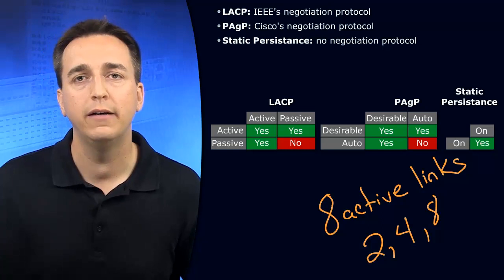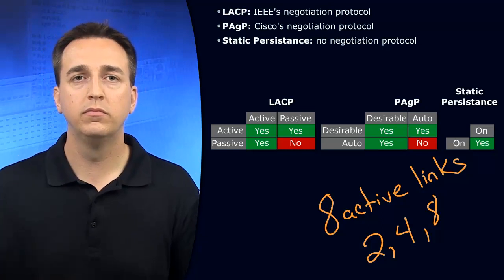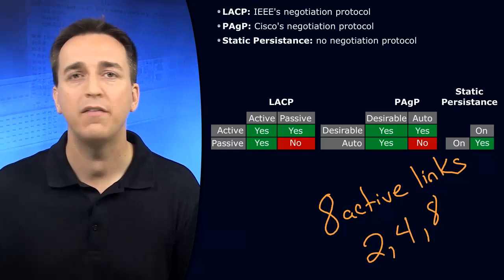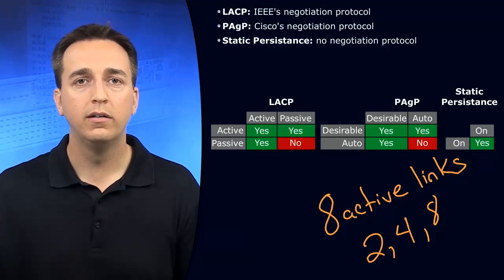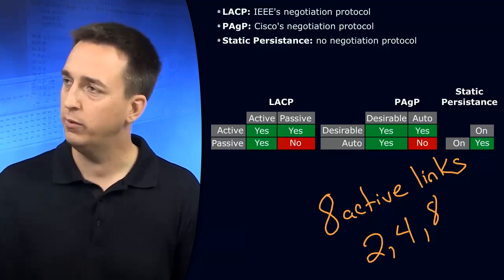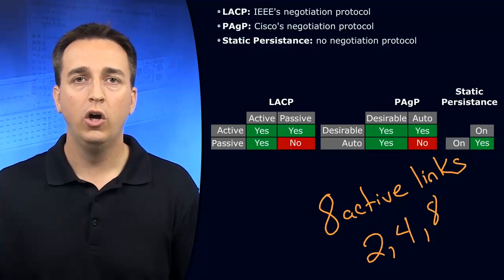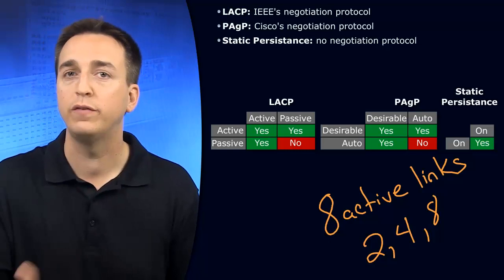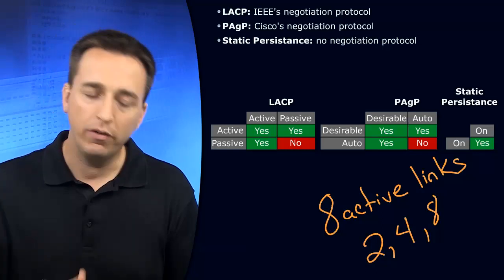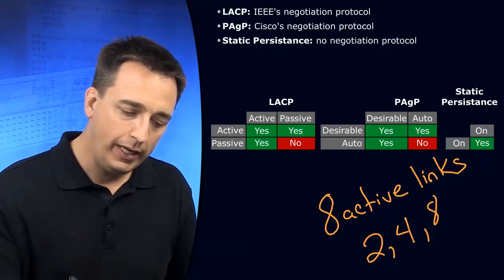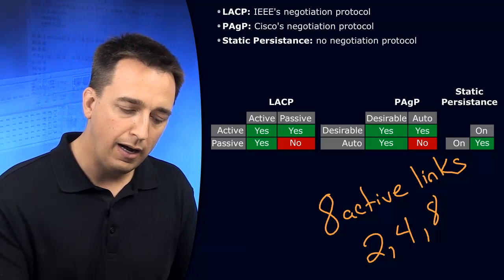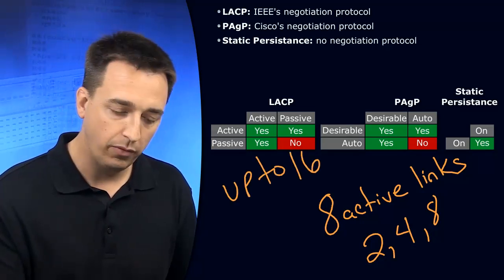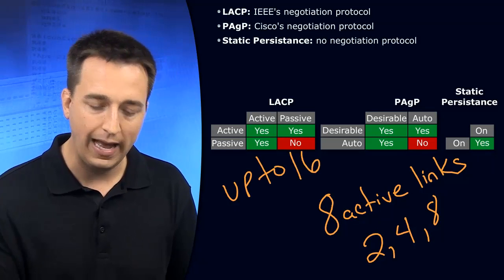Now what happens if a link fails when we have 8 active links? Well, if one link fails, we have 7 left over. What if 2 links fail? We have 6 left over. We have to manually intervene at this point and replace the links or fix the problem. However, with LACP, we can have up to 16 links. But remember, only 8 are going to be active.